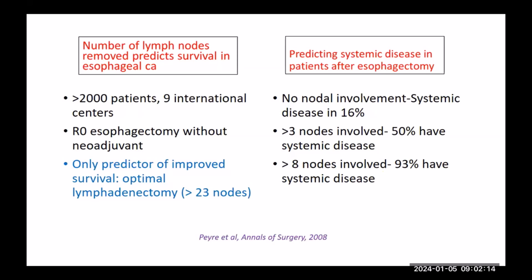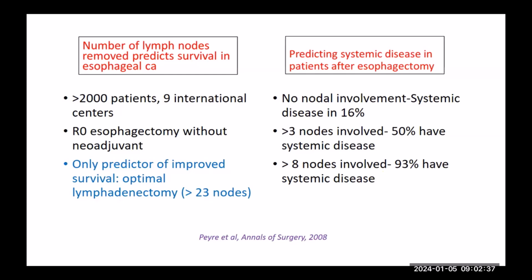So how many lymph nodes to be removed predicts the survival in esophageal cancer? They have included around 2,000 patients at 9 international centers. They only had the surgery without any neoadjuvant treatment. The only predictor for improved survival was the optimal lymphadenectomy, over more than 23 years.